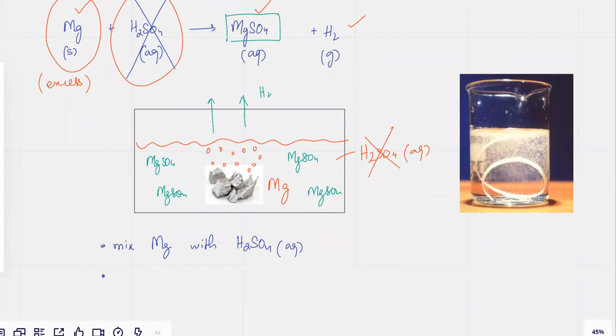As a second point, you keep adding Mg in excess until all the H2SO4 gets completely used up. You don't want any H2SO4 in the flask. All you were interested in was forming the salt. You don't want the sulfuric acid to be present with the salt. You want it to go away. So the only way is you keep adding Mg.